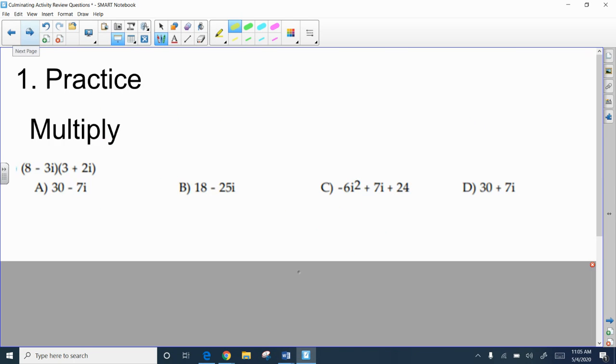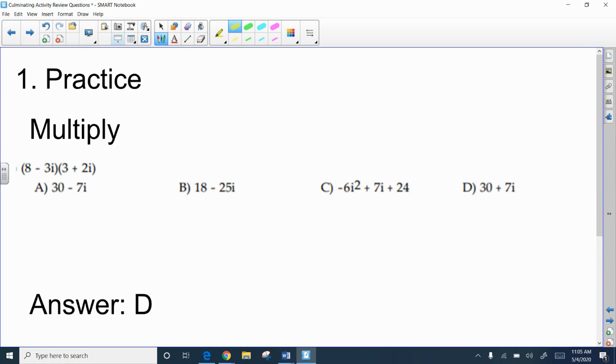All right, now you guys are going to try this practice problem. So same thing, you're trying to multiply 8 minus 3i times 3 plus 2i. Go ahead and pause the video and work out the problem, and then you can check your answer. All right, hopefully you checked your answer, or hopefully you tried the problem, and the correct answer is D.